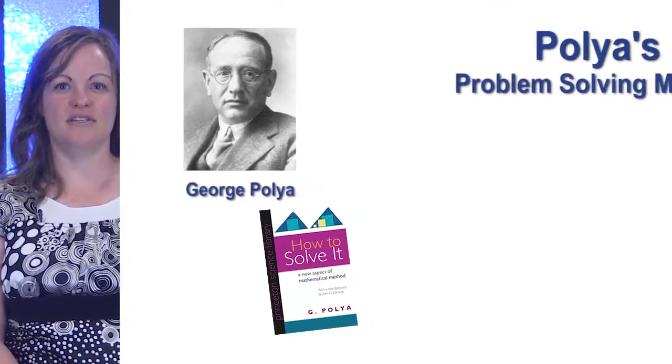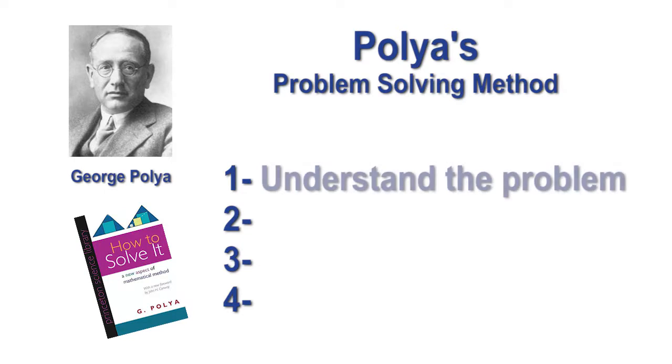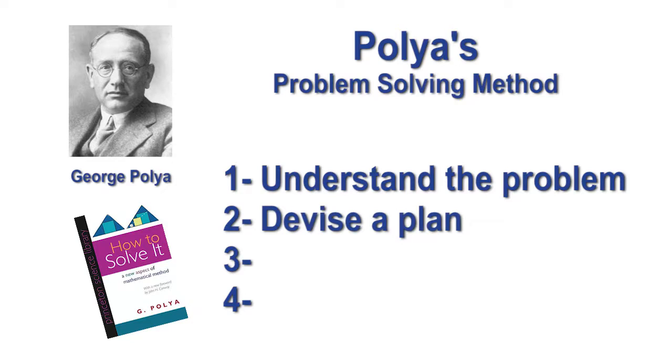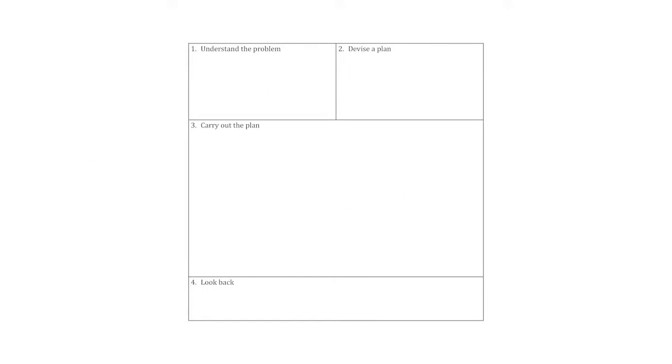George Polya was a famous mathematician who wrote How to Solve It. In this book, he shares 4 steps that mathematicians can use to solve mathematical problems: understand the problem, devise a plan, carry out the plan, and look back. To help organize their thoughts and information, students can use a graphic organizer similar to the one shown here. Let's use the graphic organizer to help solve a couple of problems.